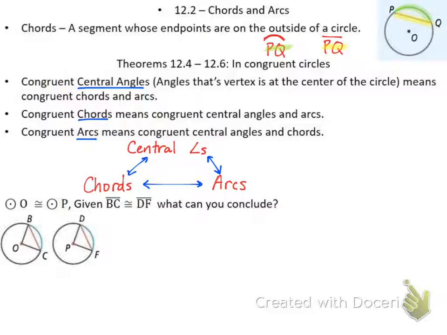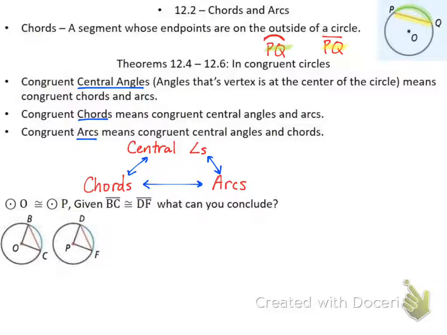In circles that are equal to each other, so circles that are congruent, same size, if I have central angles that are equal to each other, that means that the chords and the arcs also have to be equal to each other. If I have two congruent chords, that means the central angles and the arcs that go with that chord are going to be equal to each other. And if I have congruent arcs in both the circles, that means that the chords and the central angles that go with that arc also have to be equal.